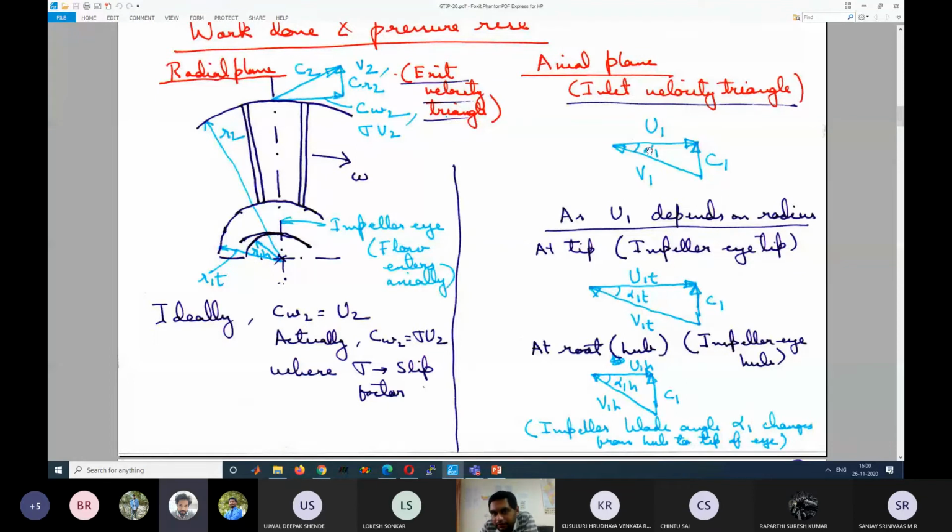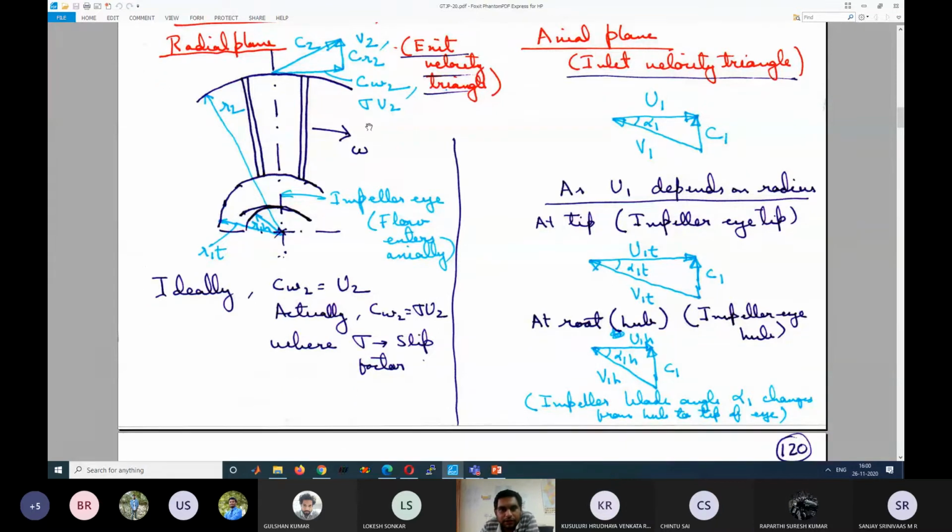Basically, C1 is the absolute velocity of the incoming air. Correct. And V1 is the relative velocity. So V1 plus U1 will be equal to the absolute velocity, right? Because relative velocity plus blade velocity is the absolute velocity. So V1 plus U1 is C1, vectorial addition. Is it clear? Yes, sir.